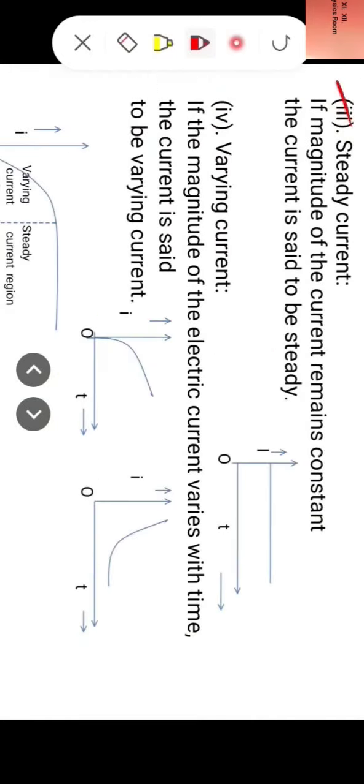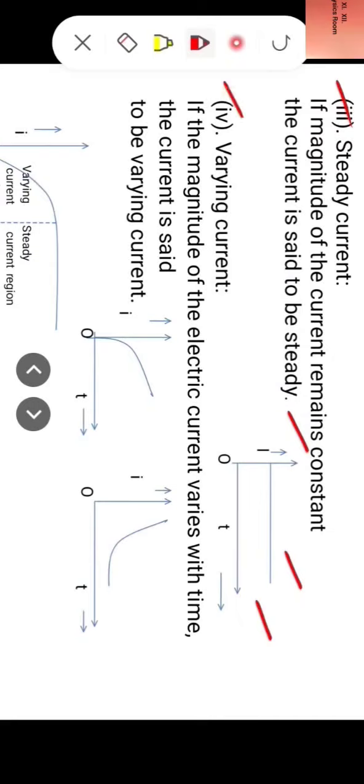3. Steady current. If the magnitude of current remains constant with time, the current is said to be steady. So here in this graph you can see the magnitude of current is constant throughout. So this represents a steady current.